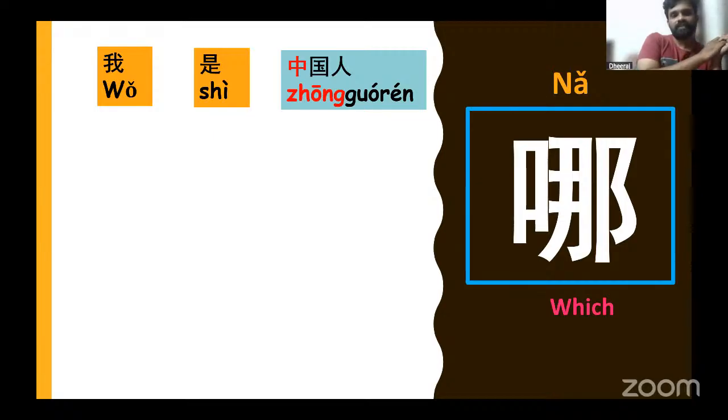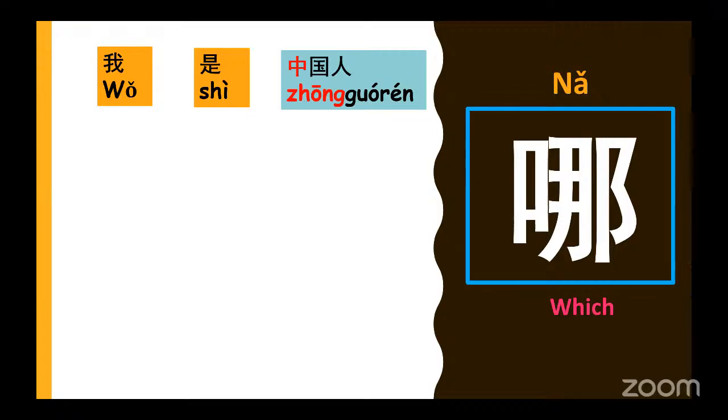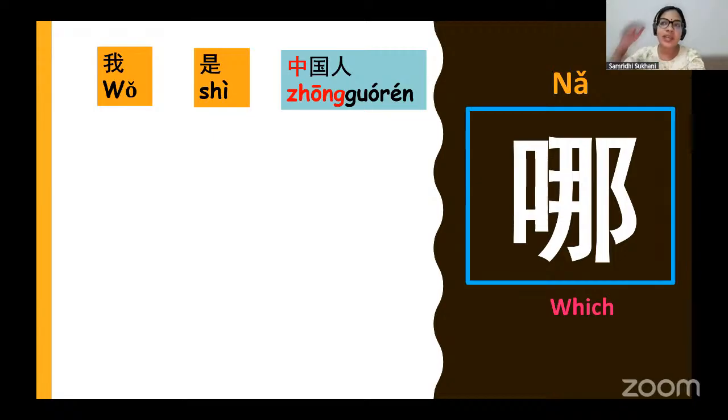Yeah, it will start with 你. 你是哪国人? You are which country person. Okay. So nationality, there is no actual word for nationality. So we say you are which country person.